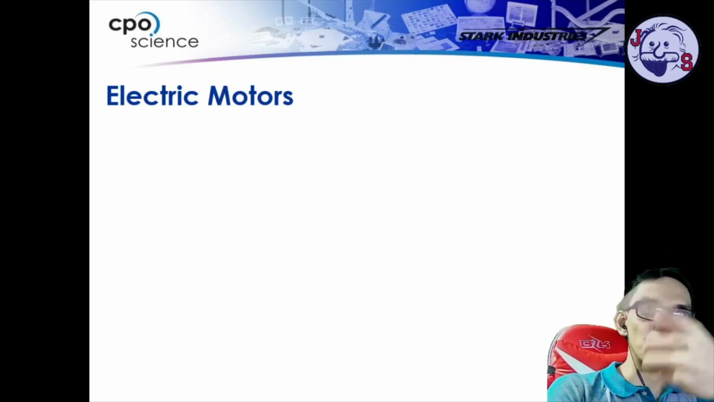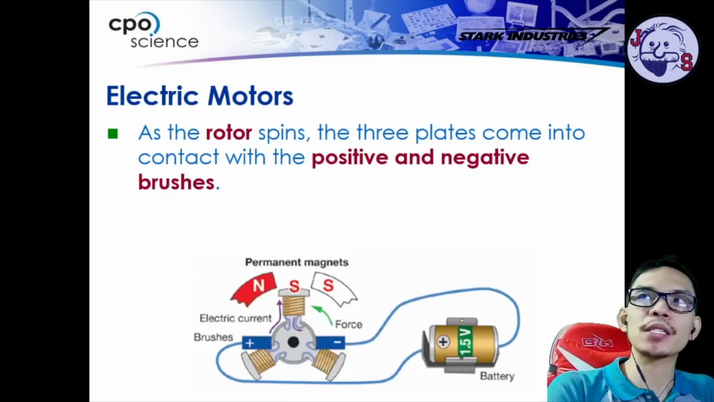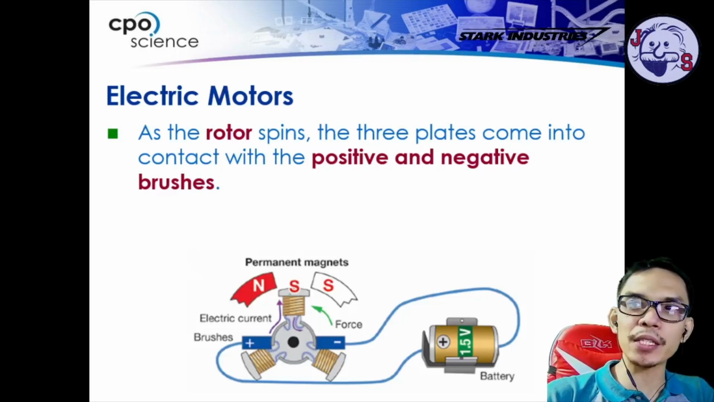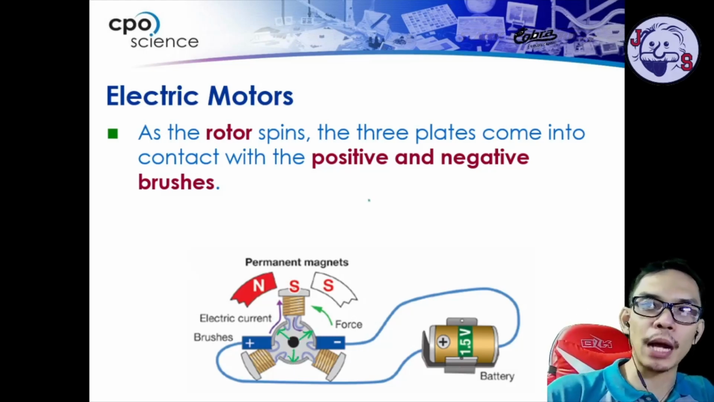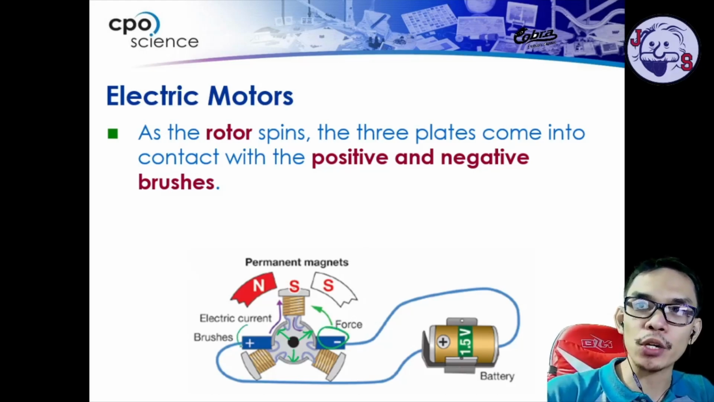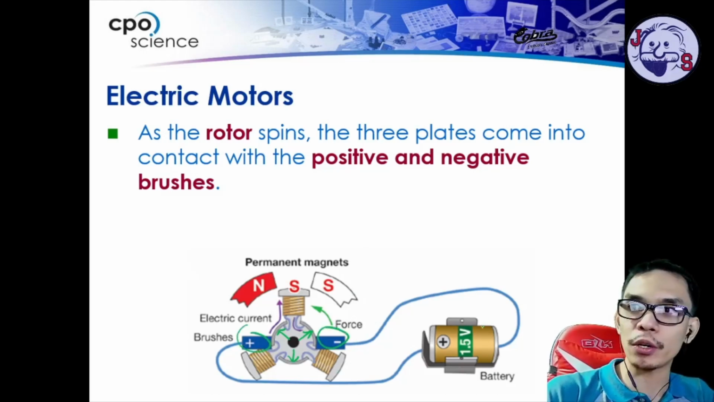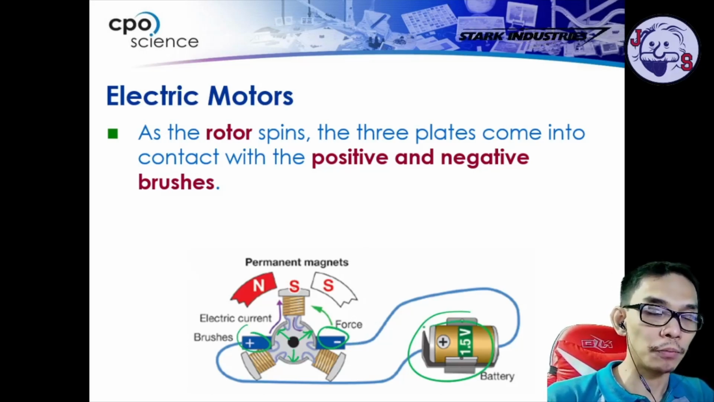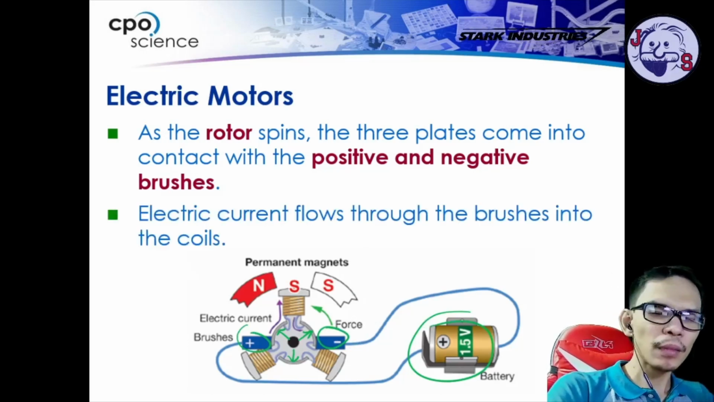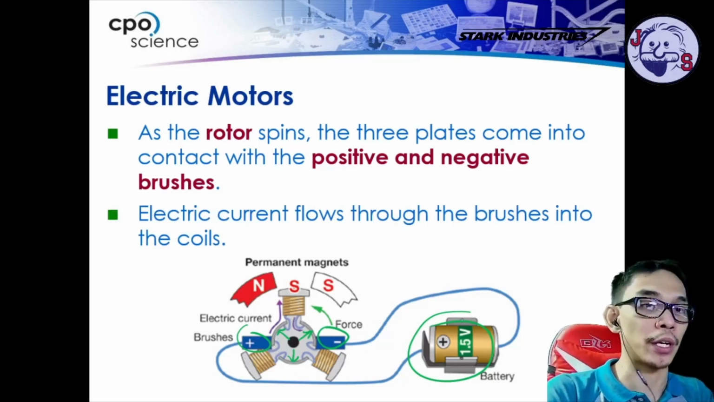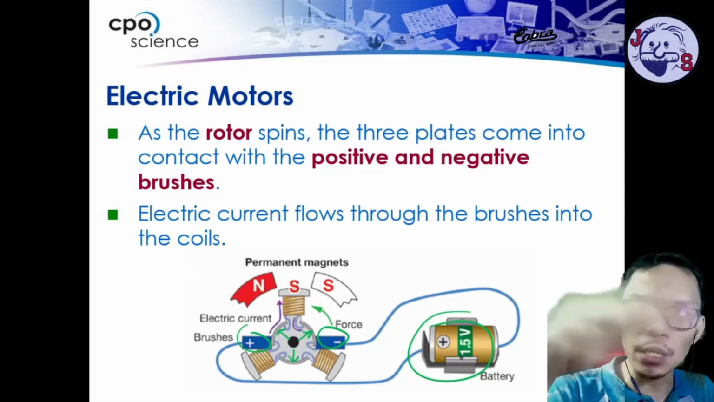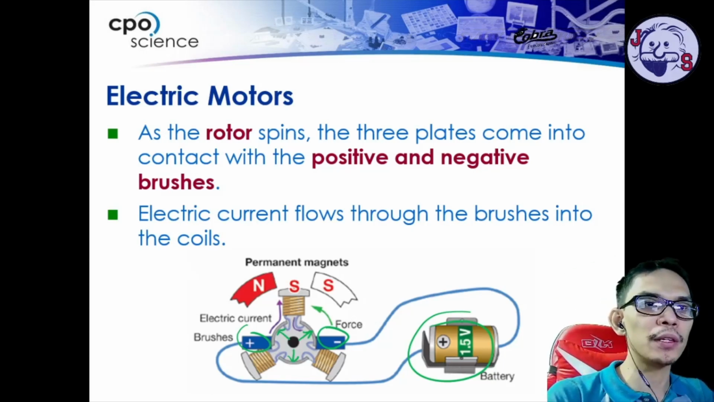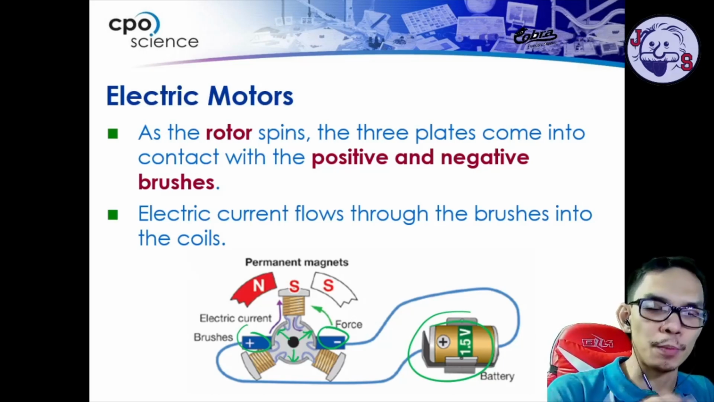That's the commutator. Next one, the rotor spins. As the rotor spins, the three plates that you have right here, one over here, one over there, and one at the bottom, come in contact with the brushes that you have right here, the positive and the negative brush, which is connected to a power source. And as the electric current flows through the brushes, it creates this magnetic field and turns the motor respectively.